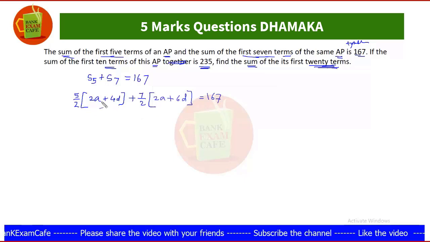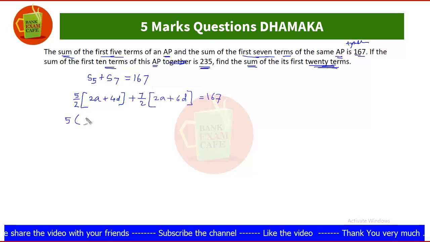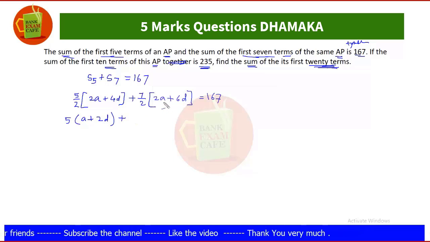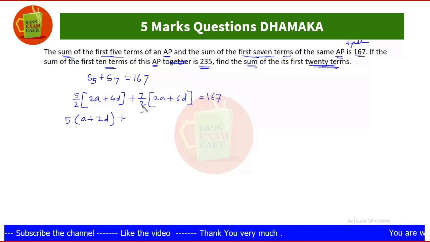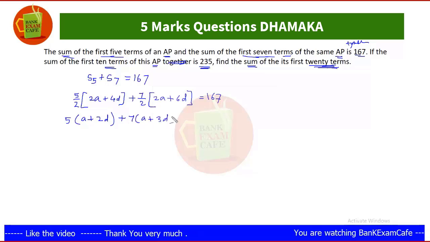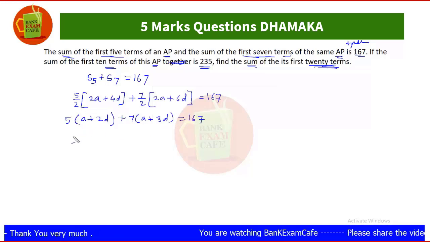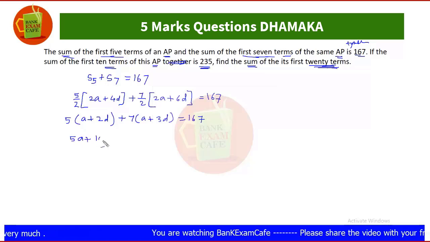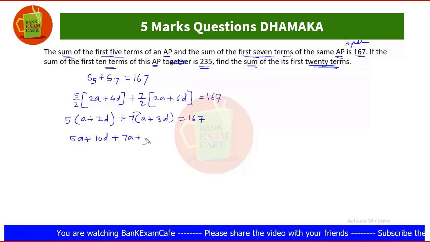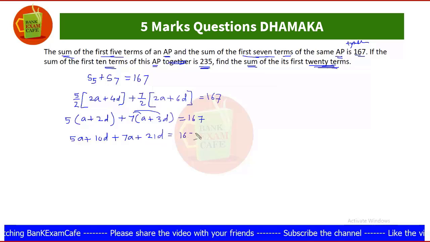Now here if you take out 2 as a common factor, then 2 and 2 will get cancelled, and you will get 5 into a plus 2d. Plus here again if you take out 2 as a common factor, then 2 and 2 will get cancelled, and it will be 7 into a plus 3d, which is equal to 167. Multiply inside the bracket, so it will be 5a plus 10d plus 7a plus 7 3s are 21d, which is equal to 167.